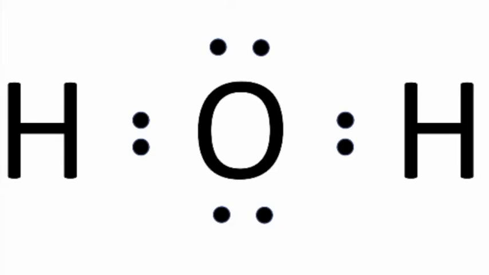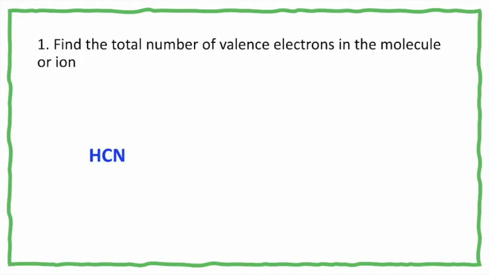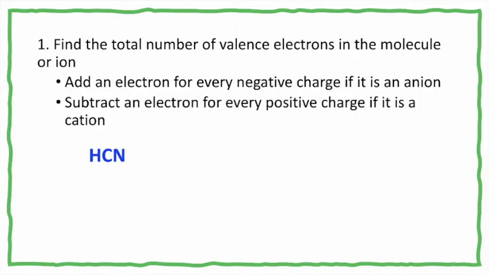Now, water was a very simple example because there were a lot of steps we didn't need to do because of those terminal hydrogens. But now we're going to do a slightly more complicated example and draw a Lewis diagram for hydrogen cyanide. The first thing we'll do is find the total number of valence electrons in the molecule. We'll add an electron for every negative charge if it's an anion, or subtract an electron for every positive charge if it's a cation. This is a neutral atom, so we don't need to do this.